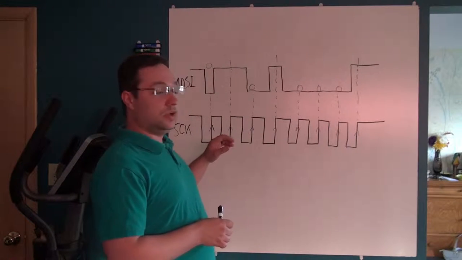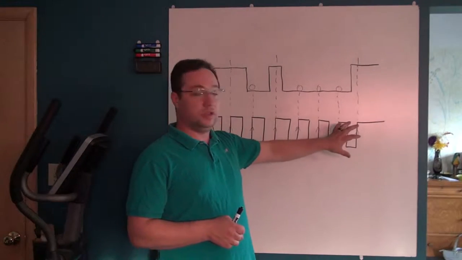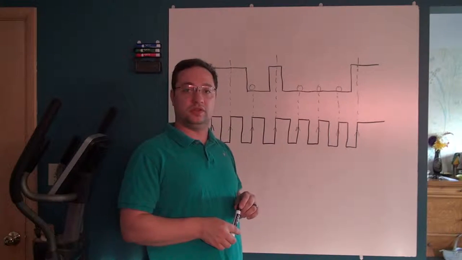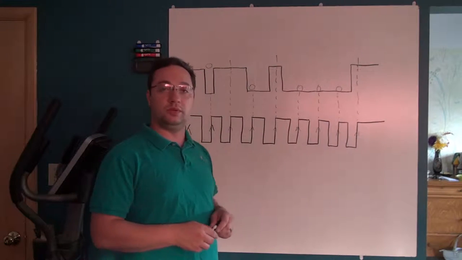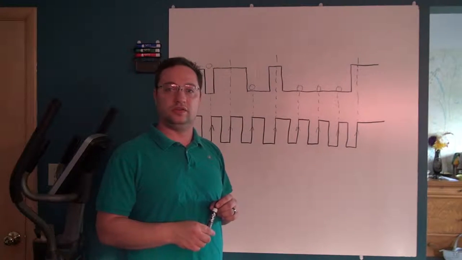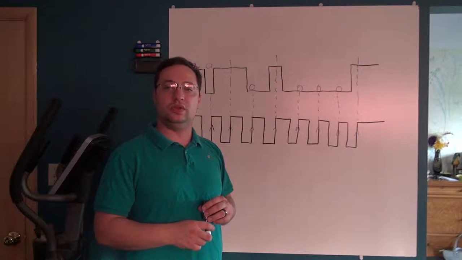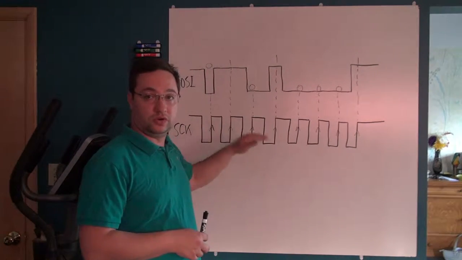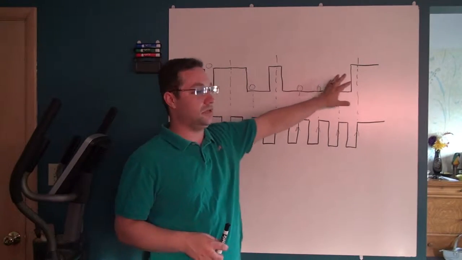Also, with the clock line, you don't require any synchronization. So the SPI bus is actually fairly easy to implement in hardware. You don't need any kind of extra special timing units or anything of the sort. You just listen to the clock line, or you just generate the clock line and then push the bits out.